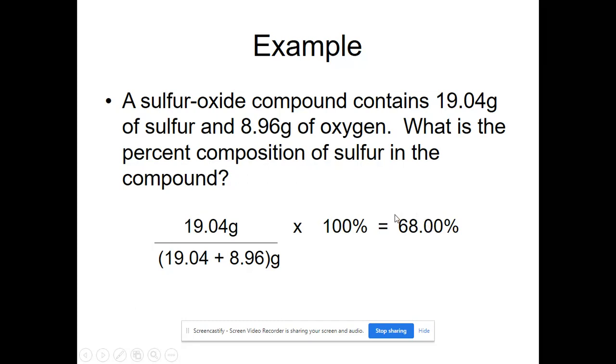So one way to check your answer, if you were to calculate the percent composition of oxygen, would be to subtract the percent composition of sulfur from 100 to see if the answer equals the percent composition of oxygen, or to add the two together and make sure you're getting a sum of 100.